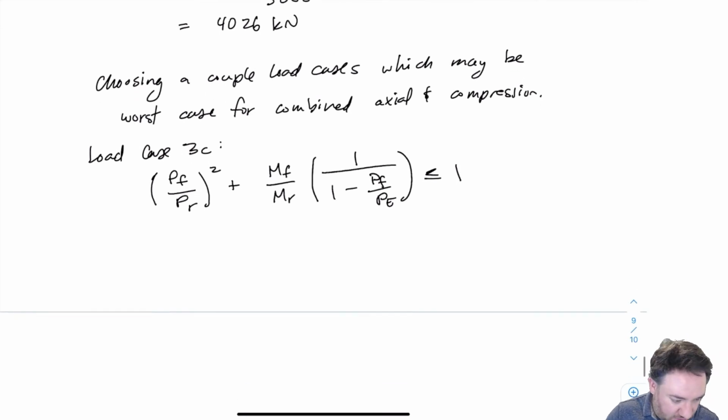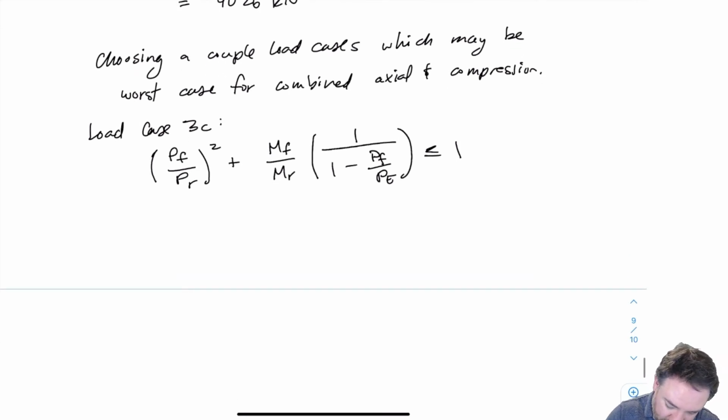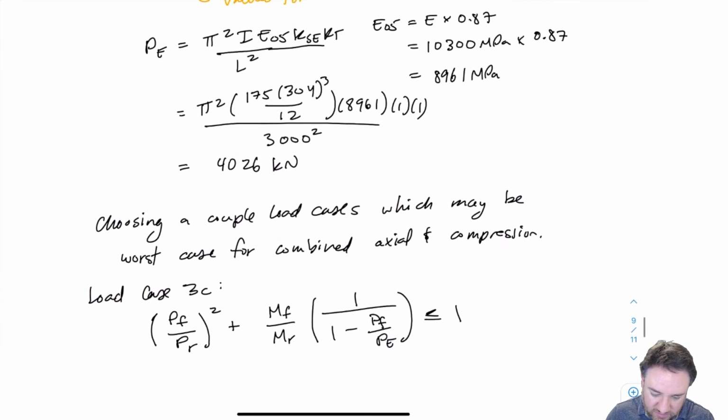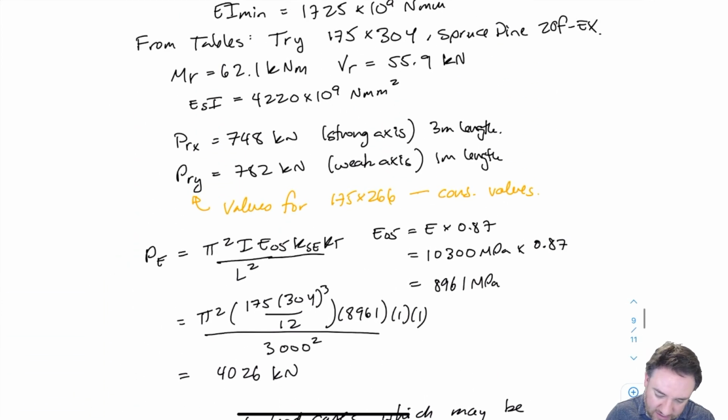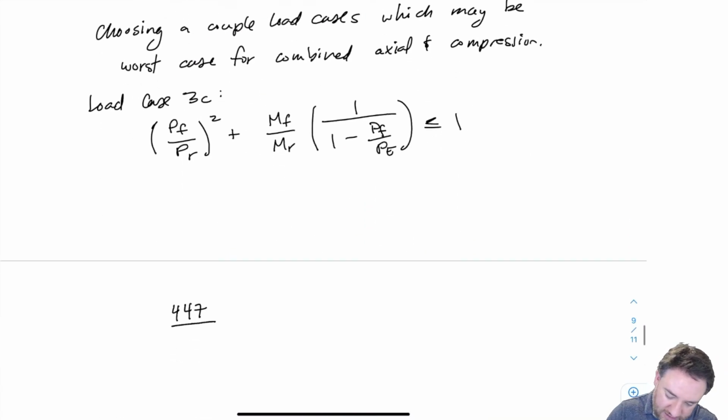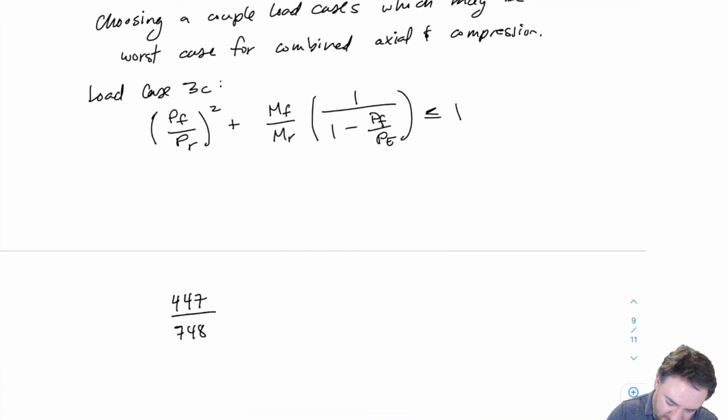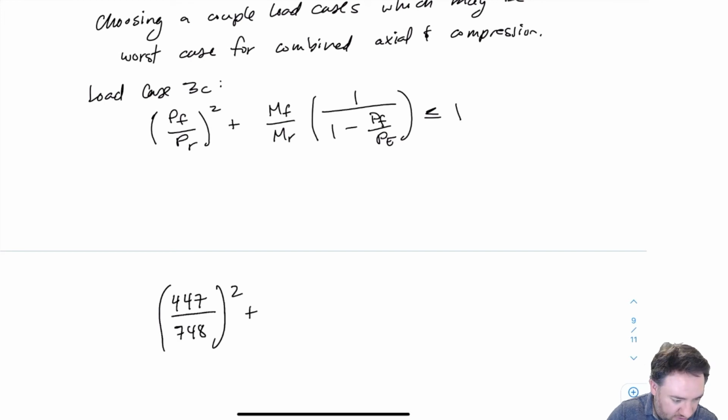Okay, so let's sub in all those values. Our PF, our maximum PF, is 447. Now, that's the one from load case 3C. Our PR, and this is going to be for strong axis, is 748. I take that, I square it. And then my MF for this load case is 17.9.